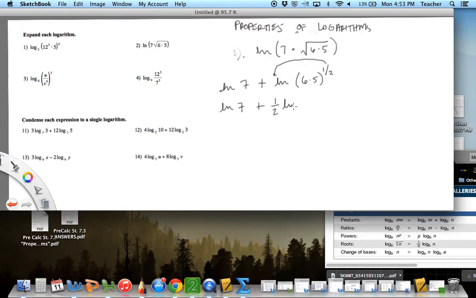So we have 1/2 ln 6 times 5. Now we're not quite done yet because we're taking a logarithmic function of a multiplication. So again we have to use the product rule, and so we'll get ln 7 plus ln, don't forget about that half, ln 6 plus half ln 5.